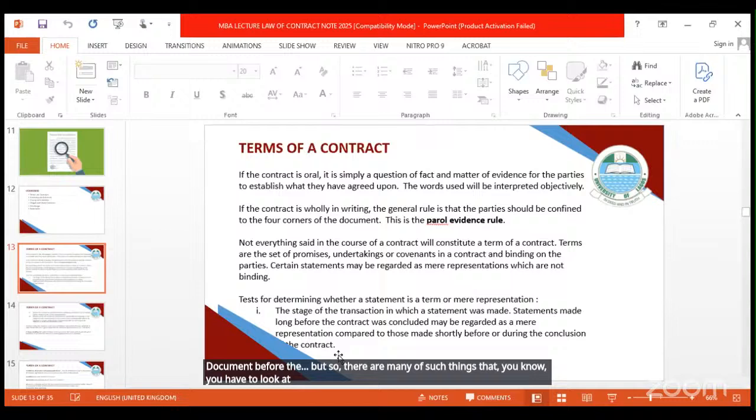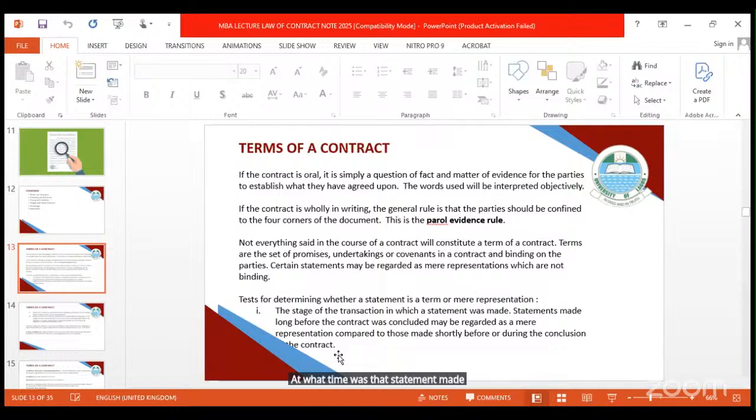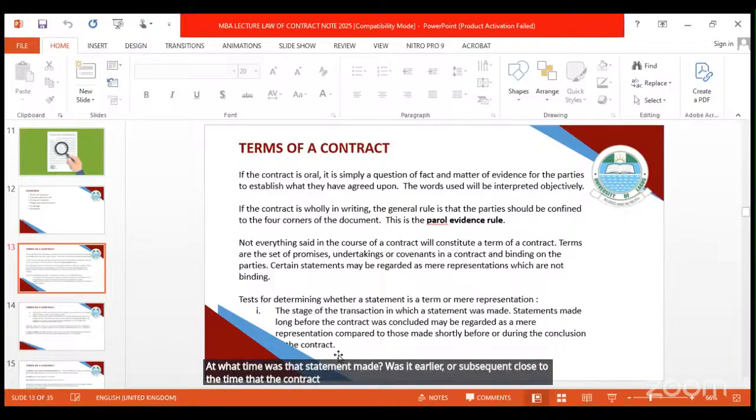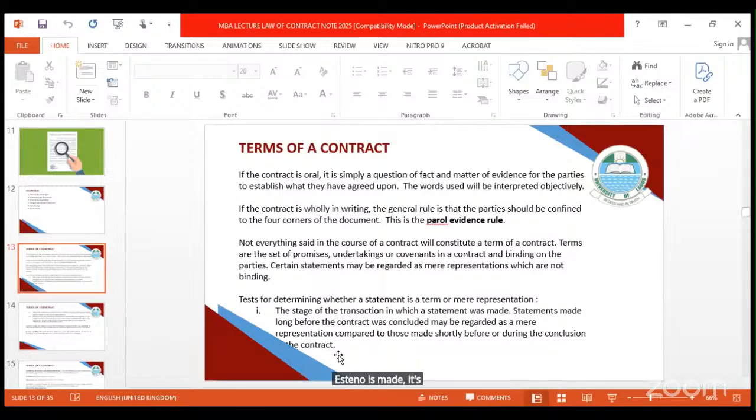But that's the first test. At what time was that statement made? Was it earlier or subsequent, close to the time that the contract was entered into? So the stage at which a statement is made is very important in determining whether that statement is a term of contract or just a mere representation. That is test number one.